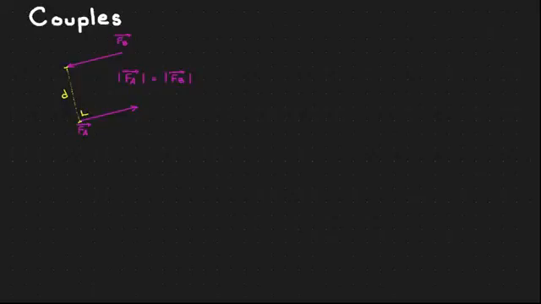Recall that the moment induced by two forces, which are equal in magnitude, opposite in direction, and not on the same line of action, creates the tendency to rotate. And this tendency to rotate is equal to the moment of one force about the point of action of the other force. And this fits well with a definition of R cross F.